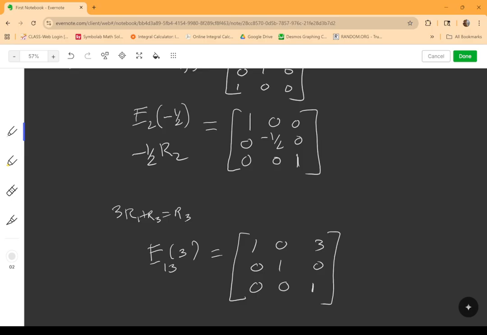Notice that we still have the diagonal of 1s. And now notice where the 3 is placed. It's in the first column, which indicates which row I multiply by. But now I'm adding it to the third row. That's why it shows up there.